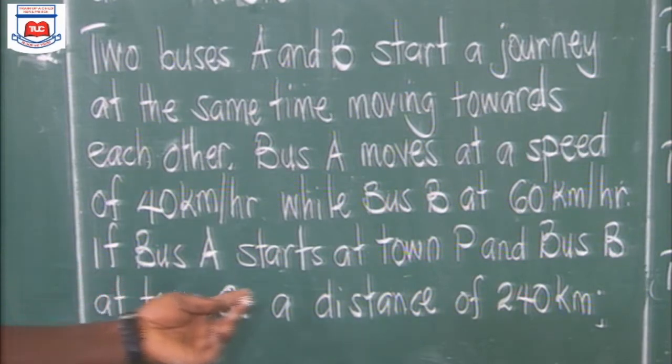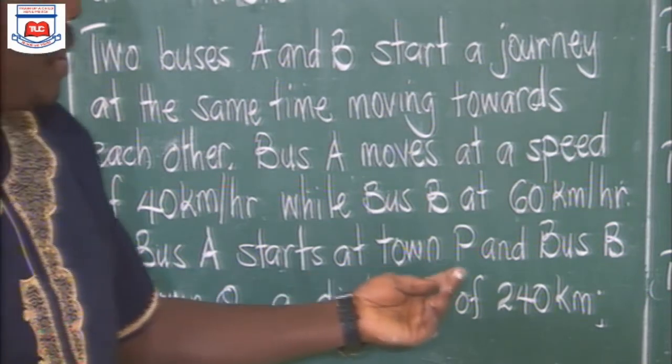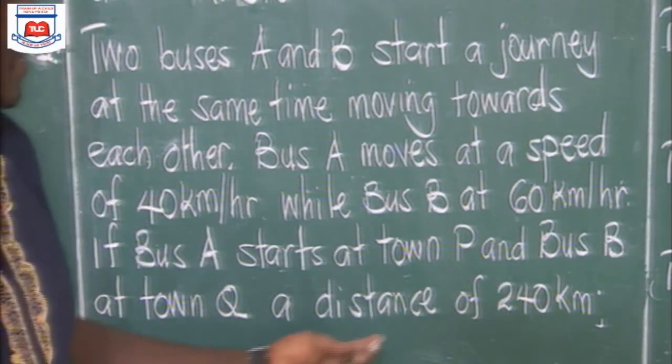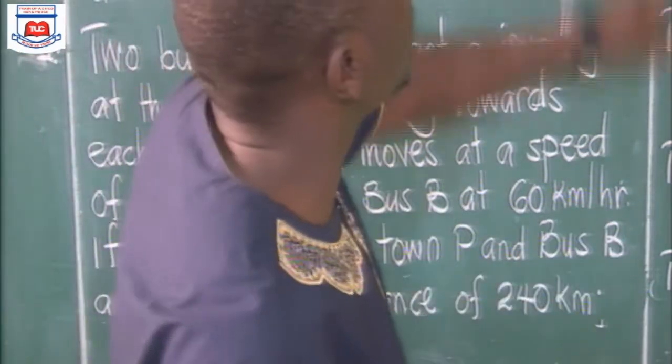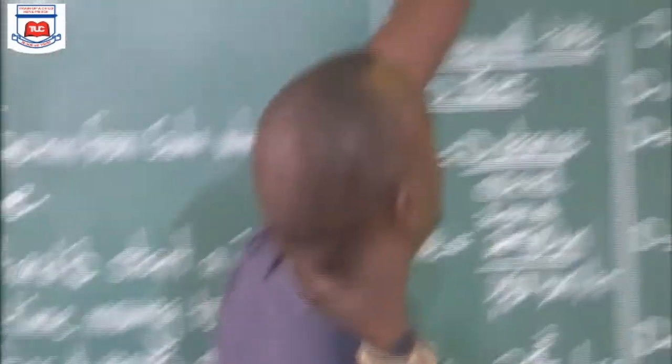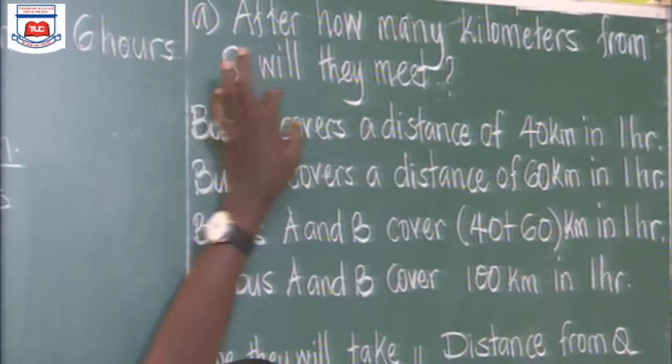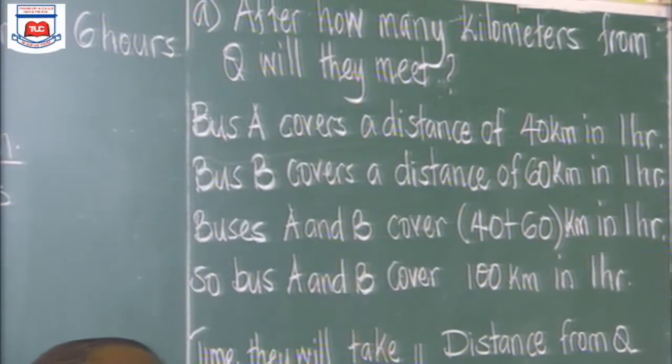if bus A starts at town P and bus B at town Q, a distance of 240 kilometers, after how many kilometers from Q will they meet?